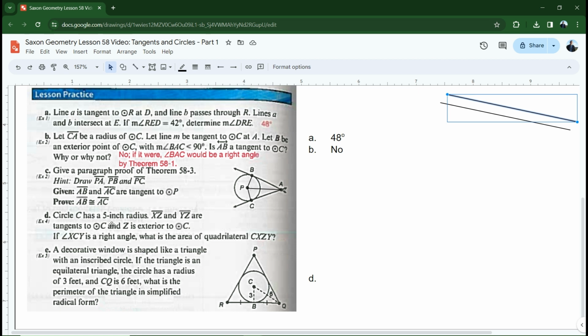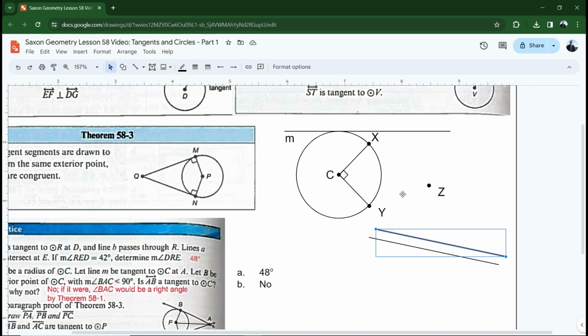Let's see. Circle C has a 5-inch radius. XZ and YZ are tangents to C, and Z is a point exterior to C. There's no way I'm going to be able to do this without drawing it out and seeing exactly what's going on. If XCY is a right angle, keep in mind Z is my exterior point. X is a point on the outside of the circle. Y is a point on the outside of the circle. And C is the center of the circle. And I know that XCY is a right angle. That's the interior angle between my radii. What is the area of quadrilateral CZXY?